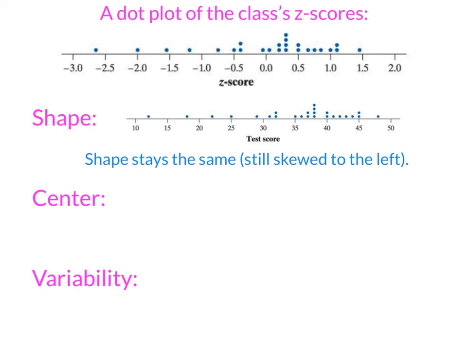So if you remember the rules, shape stays the same. So this is the original distribution by test score, and if you notice, it's still skewed to the left. So same amount of dots, same shape, same kind of spread. Gotta love it. Shape stays the same.